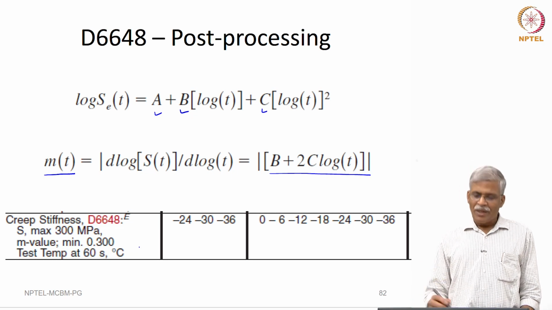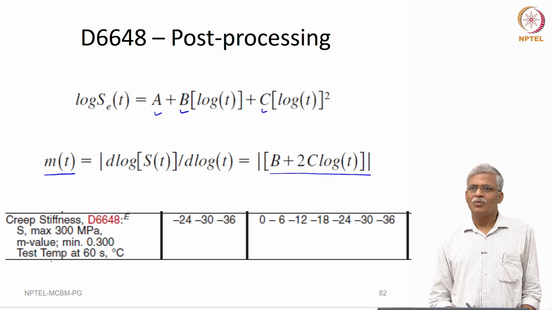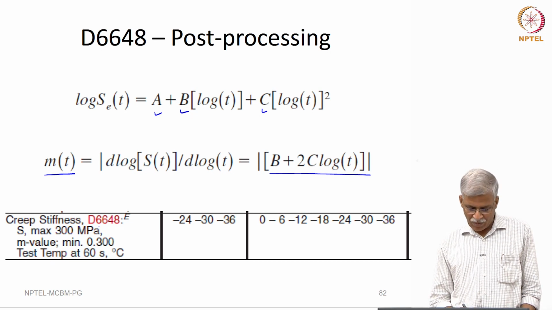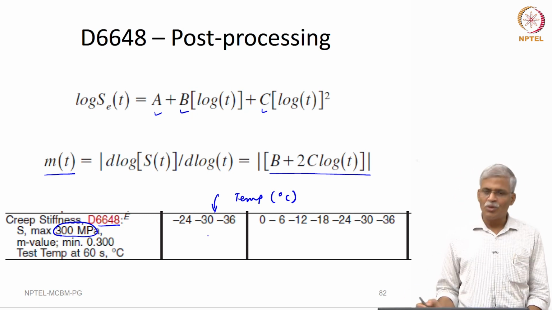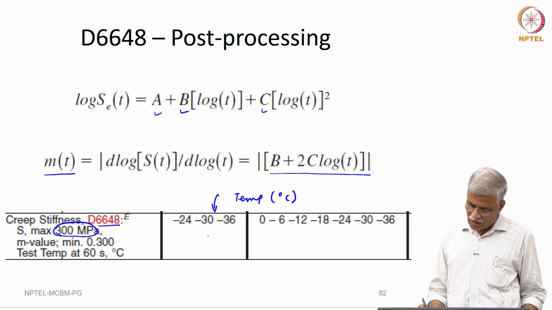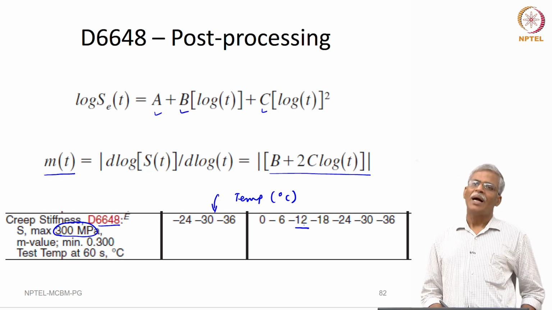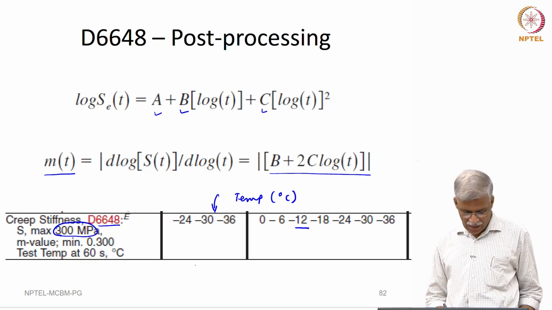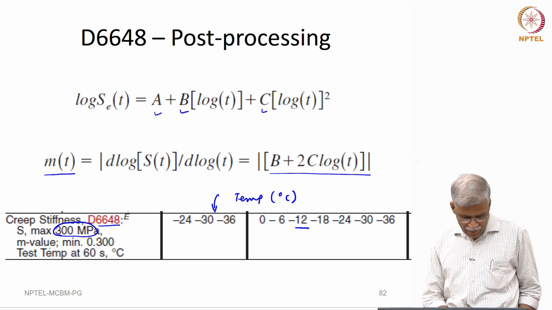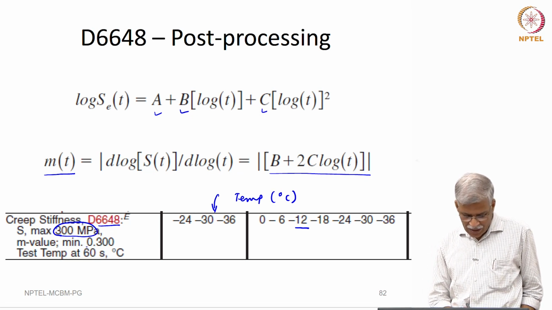Now, what this stiffness value means is, if I take it from the specification, it says the maximum value of the stiffness should not exceed 300 MPa. Of course, these correspond to the temperature in degree C. So if I use any PG for which the low temperature is, let us say, minus 12, then at minus 12 the maximum stiffness should not exceed 300 MPa. In addition, the minimum value of m that you see here is 0.3.